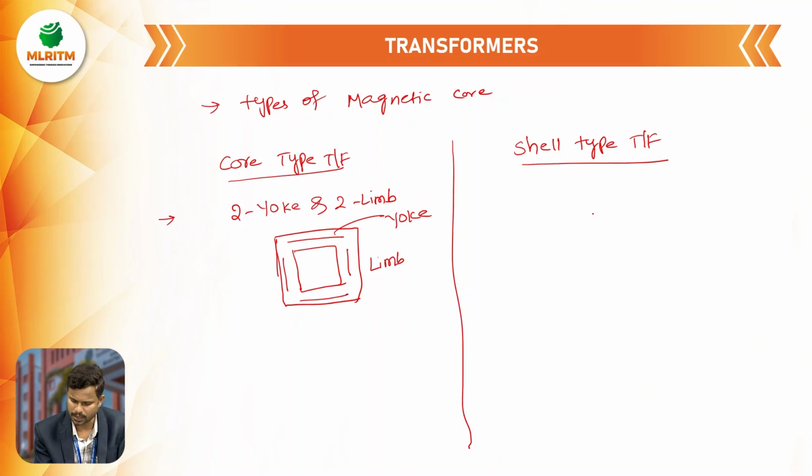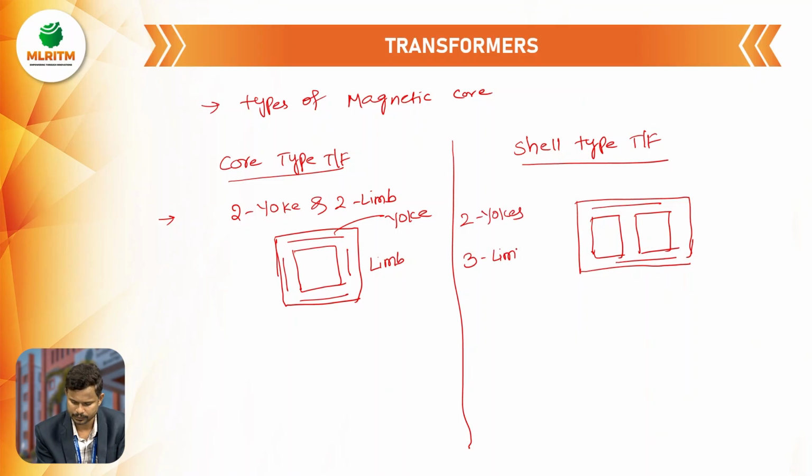In a shell type transformer, the arrangement is this one. In this shell type transformer, we have two yokes and three limbs. Limb is a vertical part: 1, 2, 3, three limbs. So in a core type transformer, two yokes and two limbs; in a shell type transformer, two yokes and three limbs.